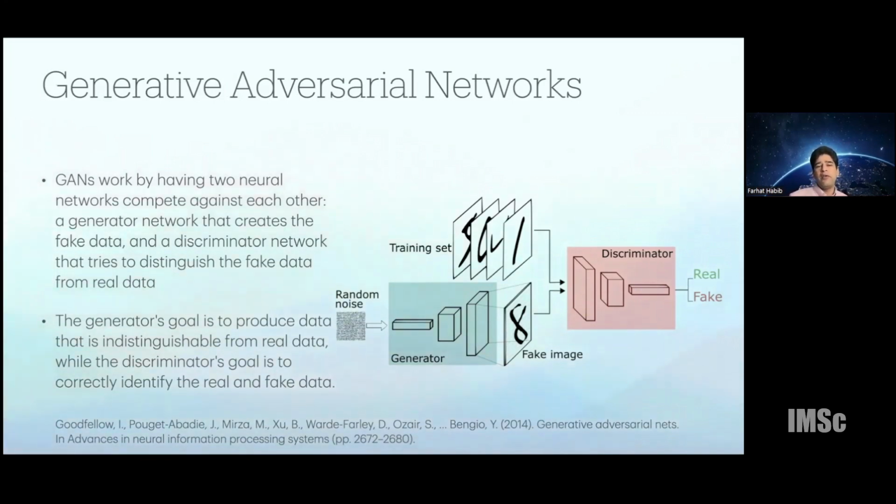So what you have is two networks. These are two independent networks. One is a generative network that generates a data set. Often it's an image, but it could be something outside of an image as well. And the other side is a discriminator, which takes in the output from the generator and tries to tell whether or not that image is fake.